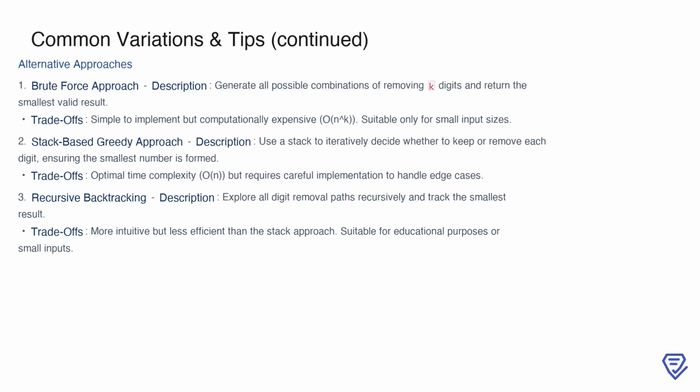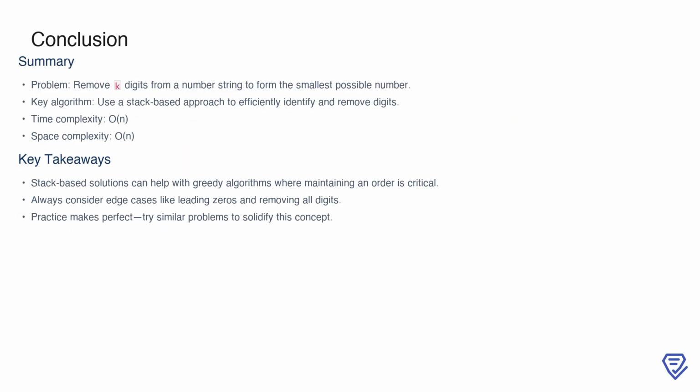Another option is recursive backtracking, where you explore all paths for digit removal and track the smallest result. While this approach can be more intuitive and educational, it is less efficient than the stack-based solution and is best reserved for smaller inputs or learning purposes. Each of these approaches has distinct trade-offs, so it's important to choose the right one based on the problem constraints and input size. Great work!